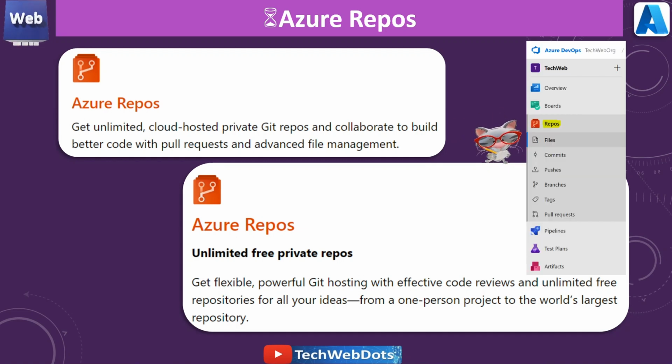Another part is Azure Repos. Yes, you can definitely create unlimited free private repositories in your ADO account. You are using unlimited cloud-hosted private Git repositories, and you collaborate to build better code with pull requests and advanced file management. If there are better branching policies and a better pull request mechanism, and it is well managed, then it really helps us to deliver at pace and definitely develop the code in a much better way, right? So unlimited free private repos we can create.